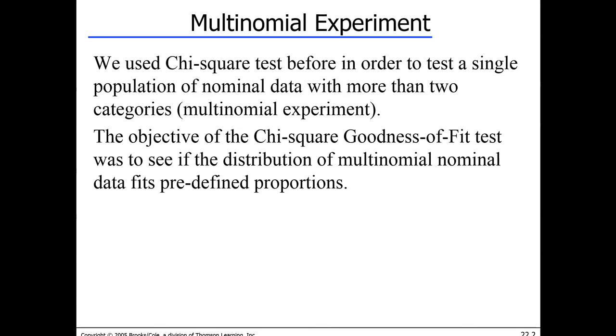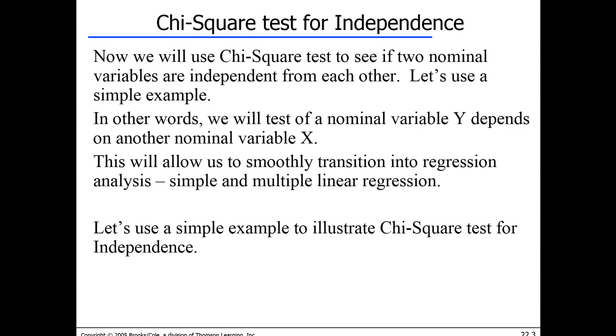So we used chi-square again to test nominal data with more than two categories, multinomial, and we just wanted to see how nicely the data fits certain predefined proportions, percentages. Okay, so what's the test for independence?